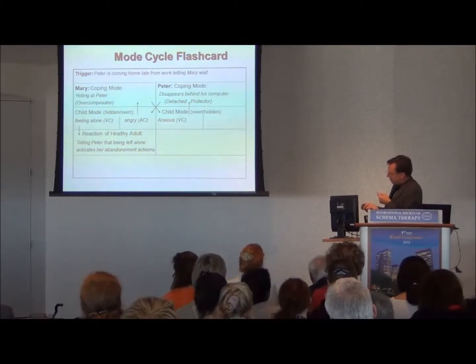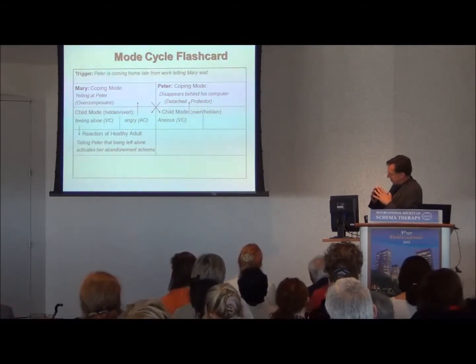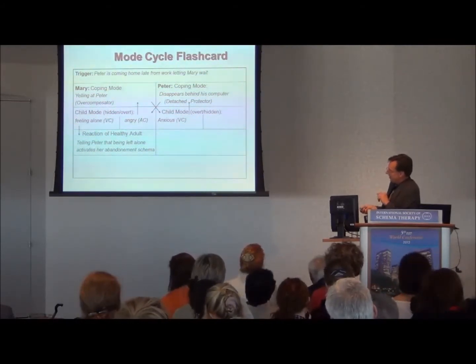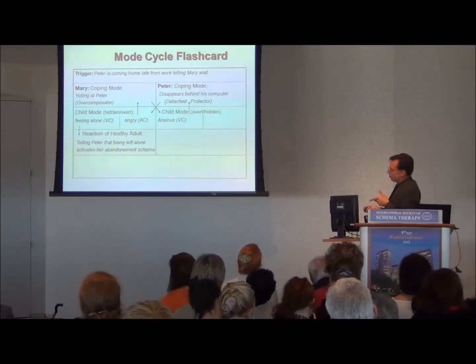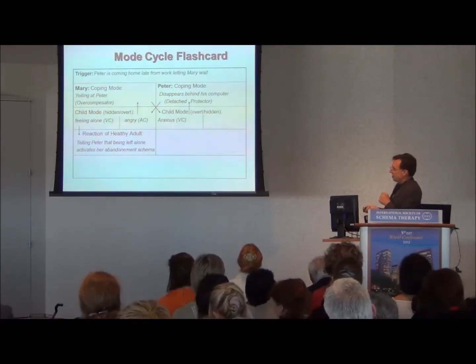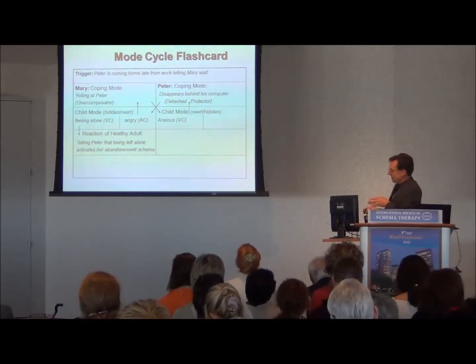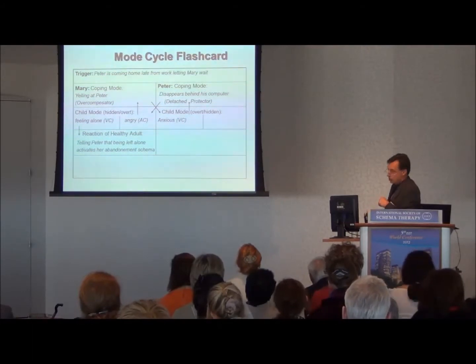is getting involved after the couple clashes. They have to separate. And then in the healthy adult perspective, she is able to get in touch with the core need of being connected with Peter, and then she can approach him later and tell him that she's felt left alone. And this activates her abandonment schema.